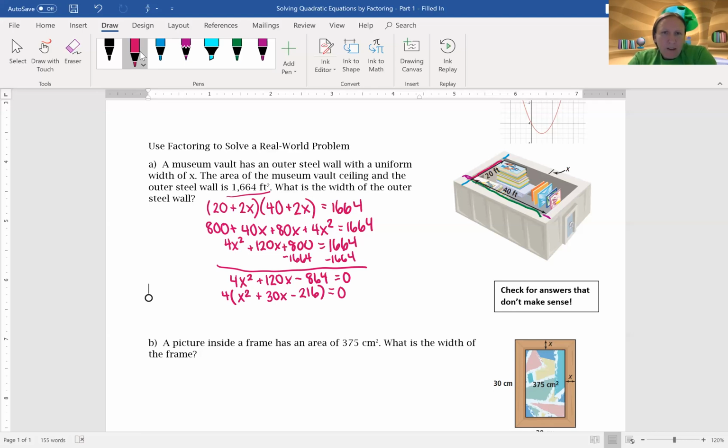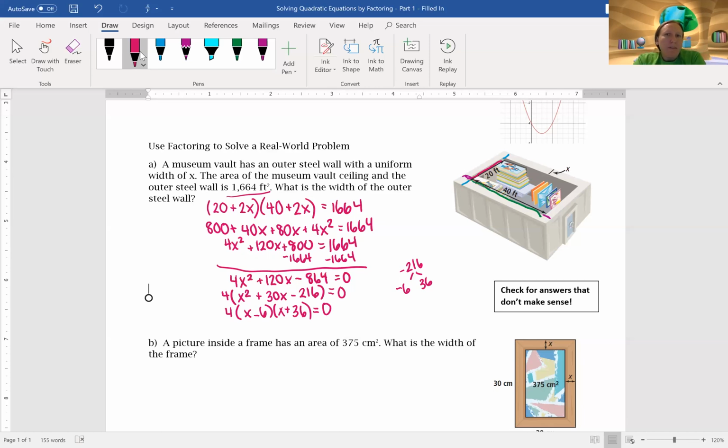Now this is where it's a little bit annoying, because you would have to find two factors of negative 216 that add to 30. I know because I did this ahead of time and I'm looking at my paper that it's going to be negative 6 and 36. So we wanted factors of 216 that worked, and that was negative 6 and 36. So that means it's X minus 6 and X plus 36 equals 0.